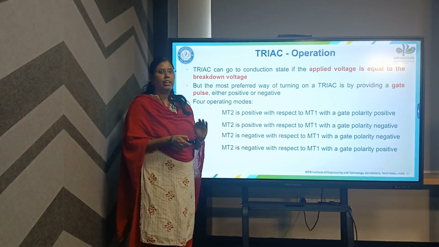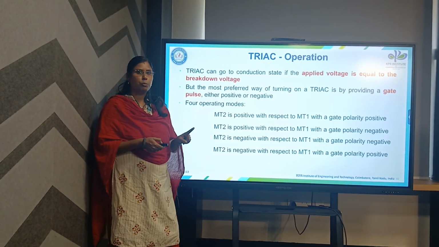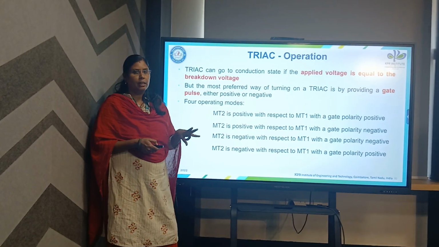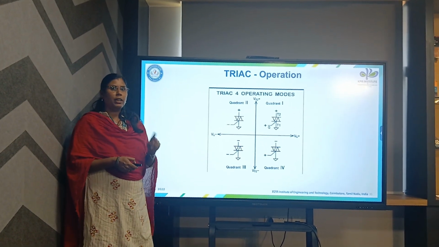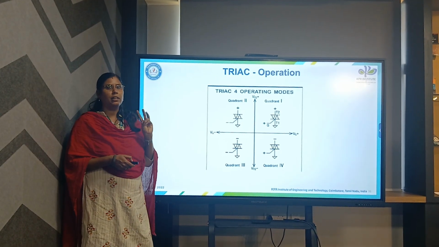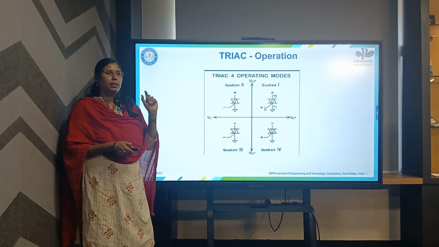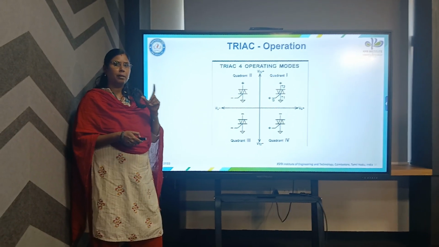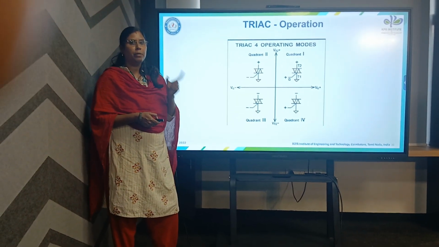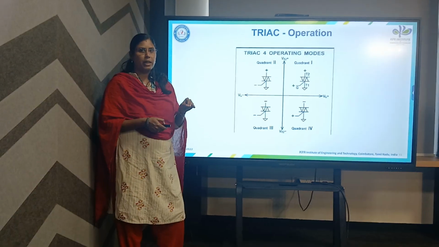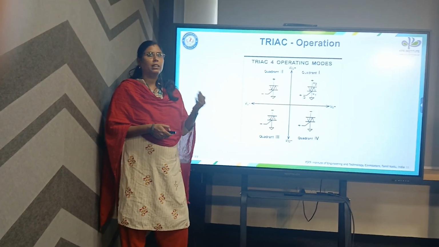In the SCR, we have three modes: 2 blocking states and 1 conduction state, that is reverse blocking, forward blocking and forward conduction. But in the TRIAC, we have 4 modes: forward blocking, forward conduction, reverse blocking and reverse conduction. Forward means the input between MT1 and MT2 is forward bias. Reverse means the input between MT1 and MT2 is reverse bias. In conduction mode, the gate signal is positive. In blocking mode, the gate signal is negative.